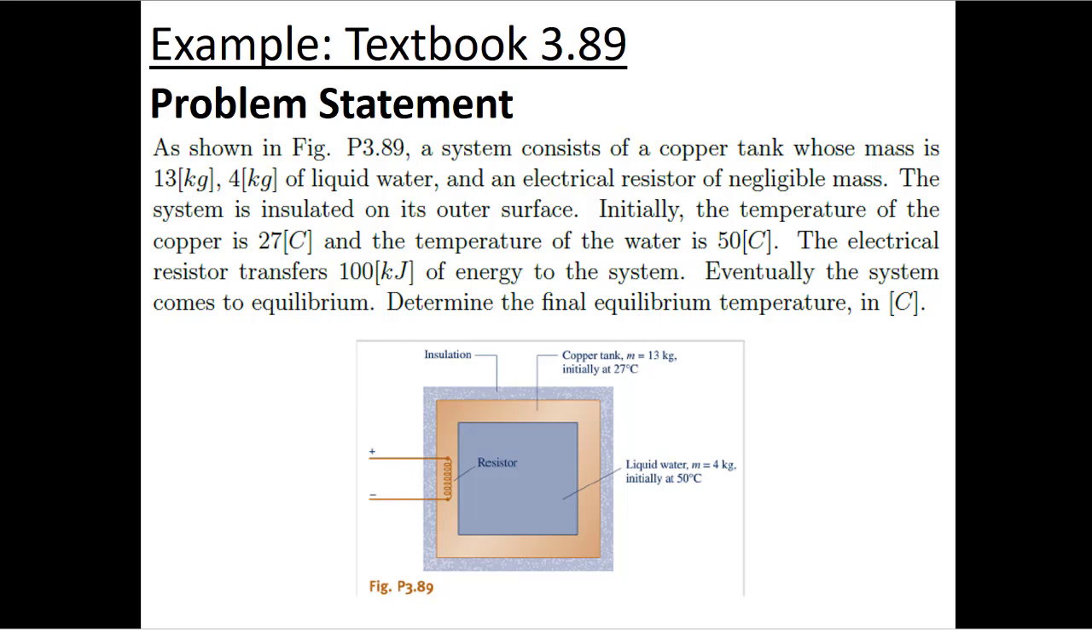The electrical resistor transfers 100 kilojoules of energy to the system. Eventually, the system comes to equilibrium. Determine the final equilibrium temperature in degrees Celsius.